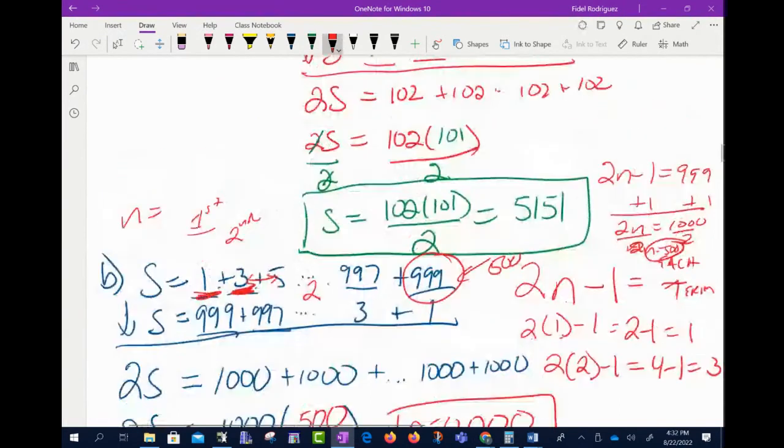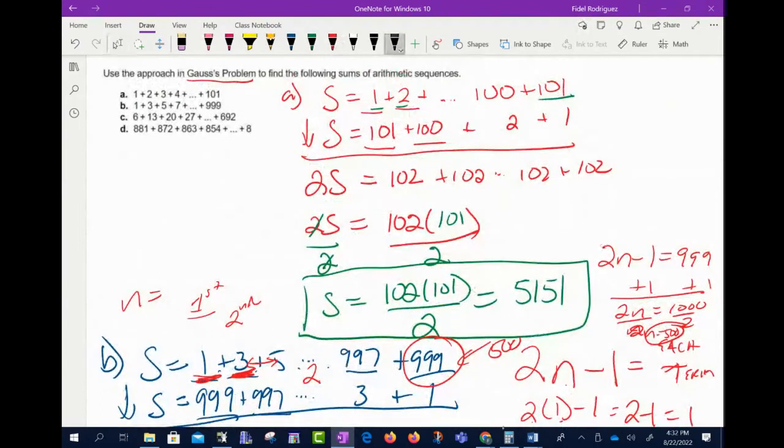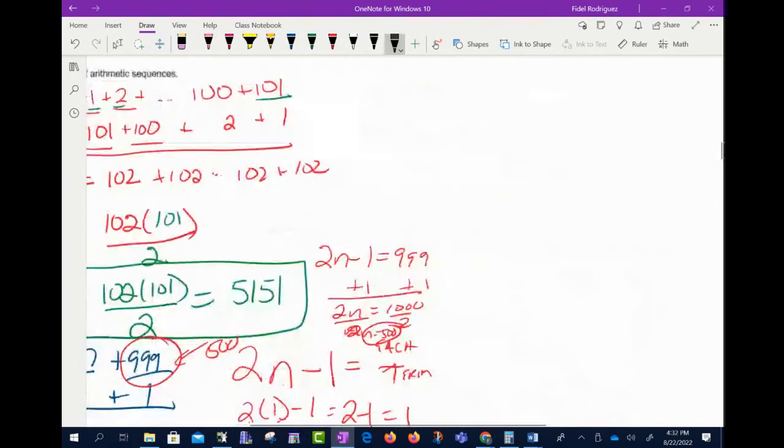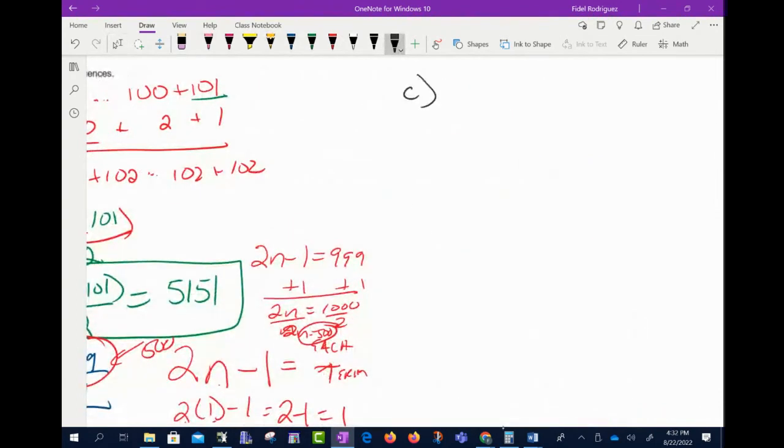All right, now let's see if we can answer part C. We're going to keep doing the same game here, y'all. Okay, look at part C. We got 6, 13, 20, all the way to 692. Okay, part C. The sum is 6 plus 13 all the way to 692.